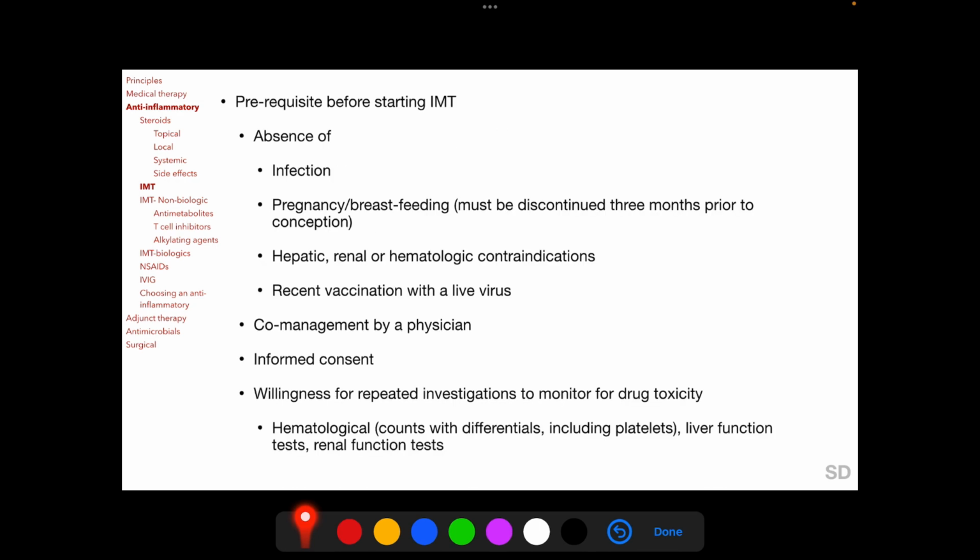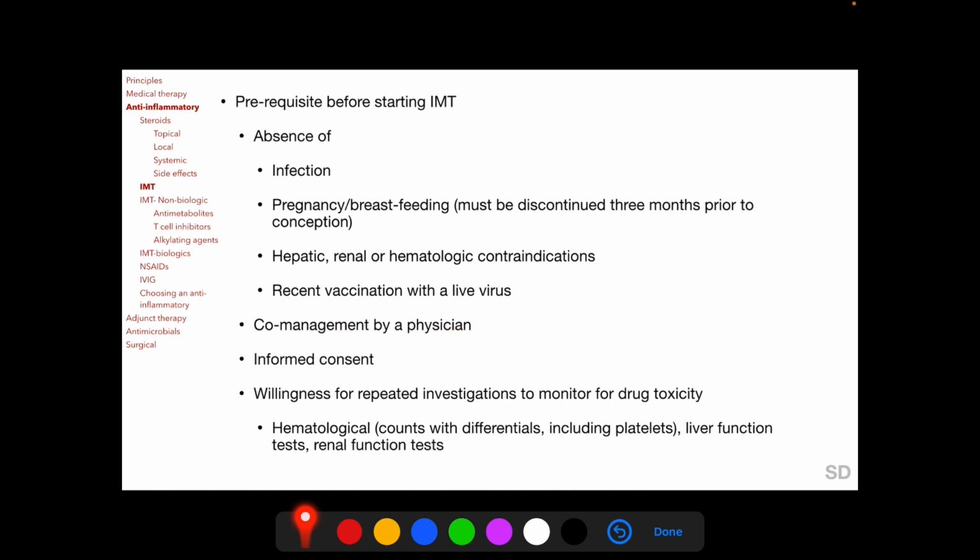Now there are certain prerequisites before starting IMT. First is there must be absence of infection, absence of pregnancy or breastfeeding. There must be absence of hepatic, renal or hematologic contraindications, and a history of a recent vaccination with a live virus or a live virus vaccination during the course of the IMT are relative contraindications.